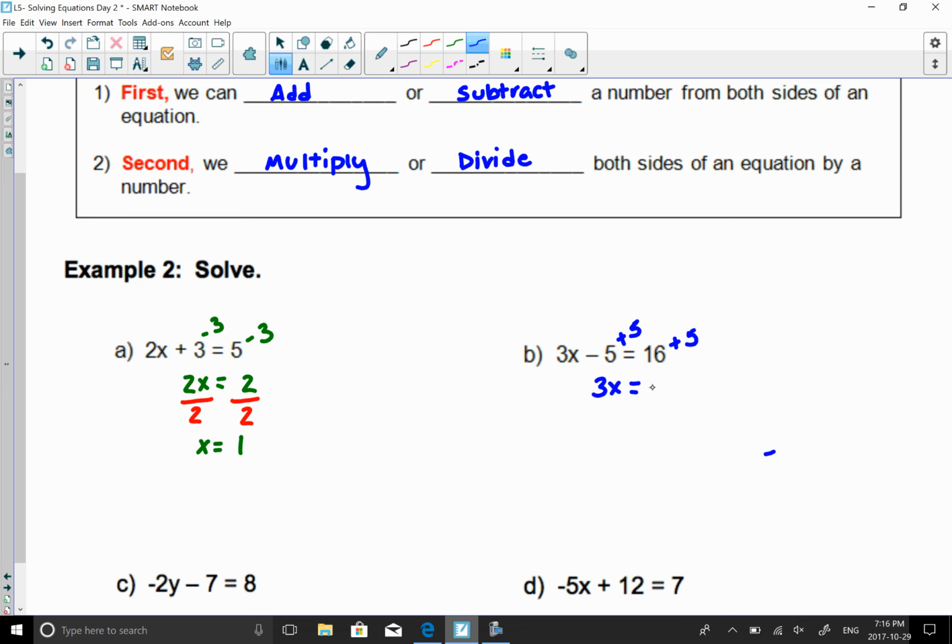And then 16 plus 5 is 21. Okay, so notice I added first. Now I'm going to divide both sides by 3 because I still want the x by itself. So 3 divided by 3 is just 1. So that leaves me with x. And 21 divided by 3 is 7.